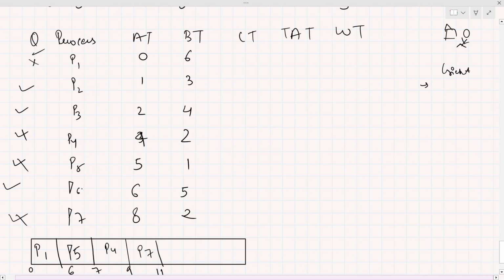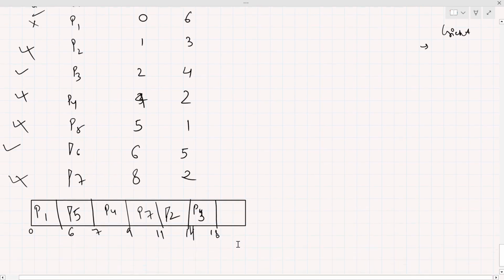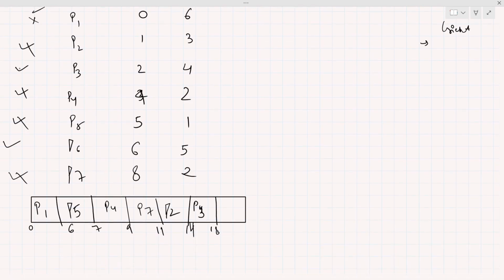Only 3 processes left. So definitely we select P2 because of the smallest burst time. Burst time is 3. So 11 and 3 becomes 14, and P2 is also done. 2 processes left, P3 and P6. P3 will be selected because P3 has the smallest burst time. The burst time is 4. So 14 and 4 becomes 18, and P3 is also done.